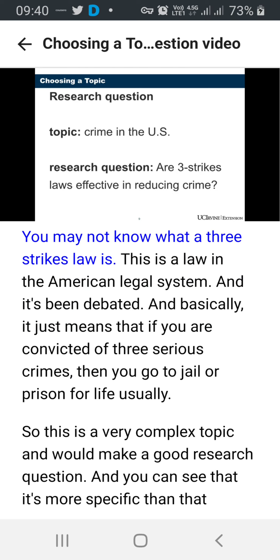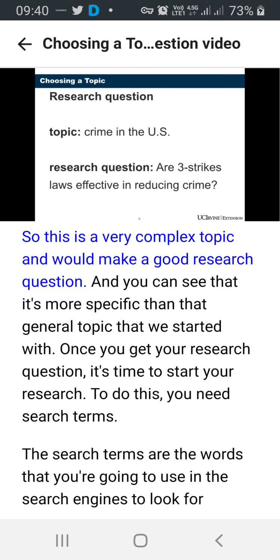You may not know what a three strikes law is. This is a law in the American legal system, and it's been debated. And basically, it just means that if you are convicted of three serious crimes, then you go to jail or prison for life, usually. So this is a very complex topic and would make a good research question. And you can see that it's more specific than that general topic that we started with.